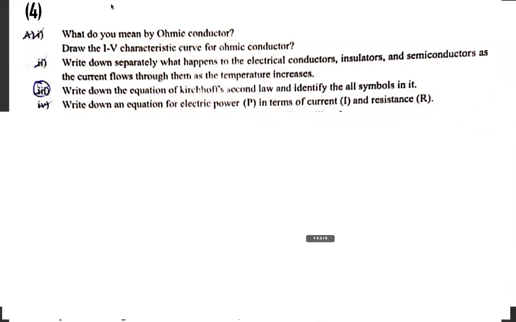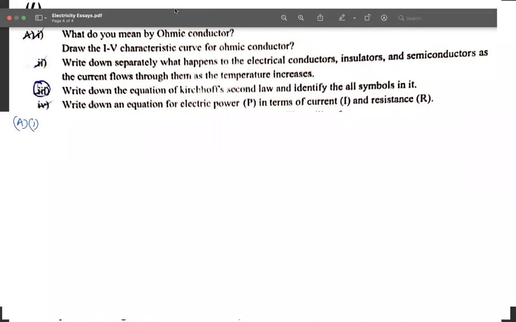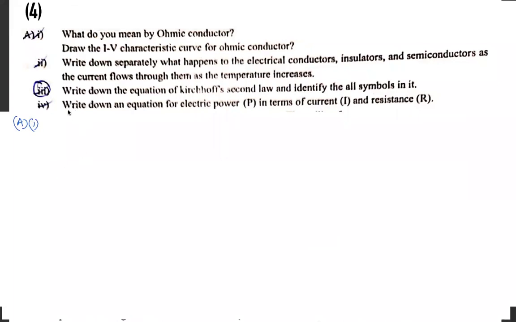What do you mean by ohmic conductor? Roman 1, if you answer. What do you mean by ohmic conductor? A conductor which obeys Ohm's law.